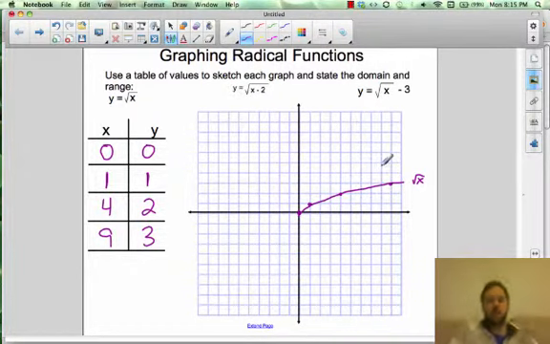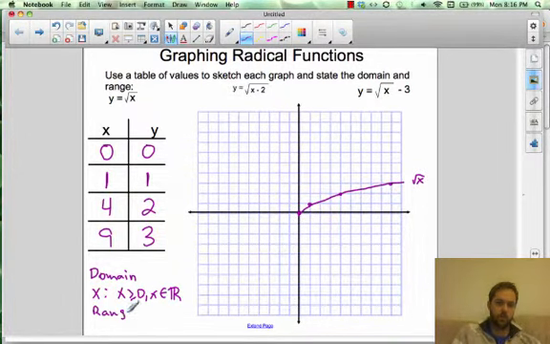Now, when I look at this, in terms of the domain and range, now that I have this graph drawn, it's really easy to see. In terms of the domain, this is always the allowed x values. If you look at this, we don't have any negative x values. So our domain would be anything that's 0 or up.